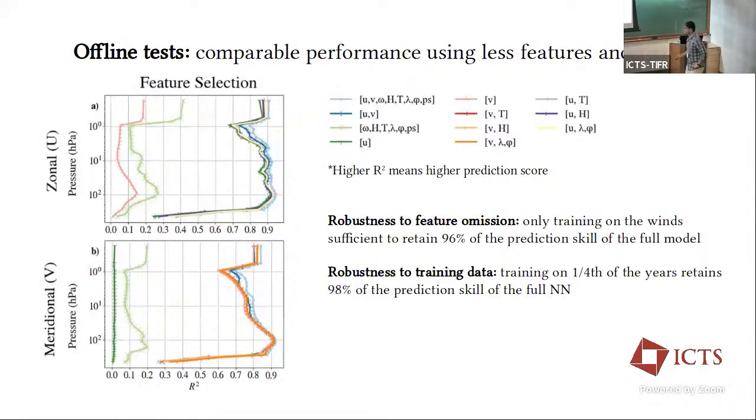Now, about feature selection, there was a question about feature selection as well on Wednesday, I think. So WaveNet was trained on a total of 8 parameters: horizontal winds, vertical pressure velocity, height, temperature, longitude, latitude, surface pressure. Okay.